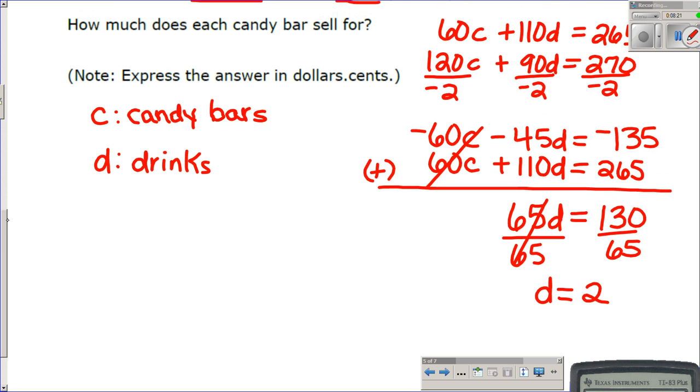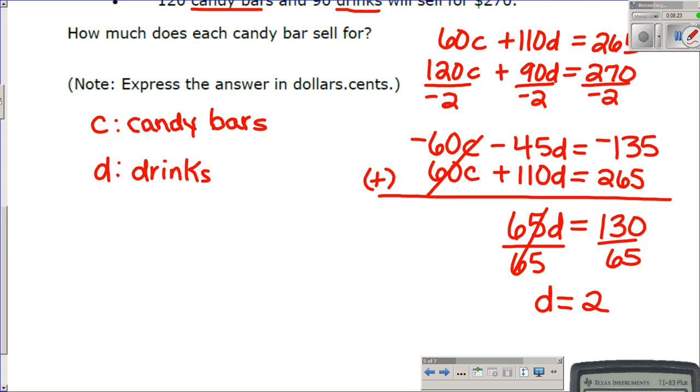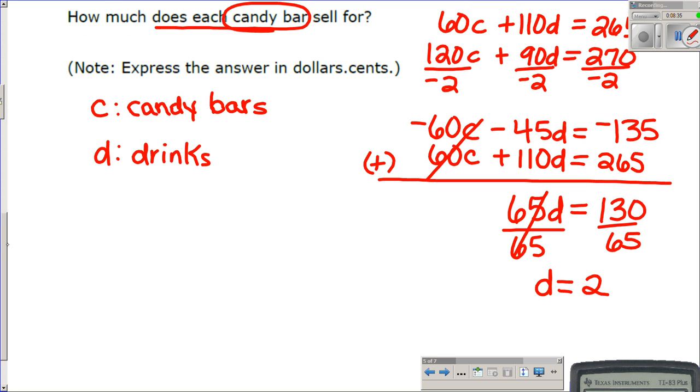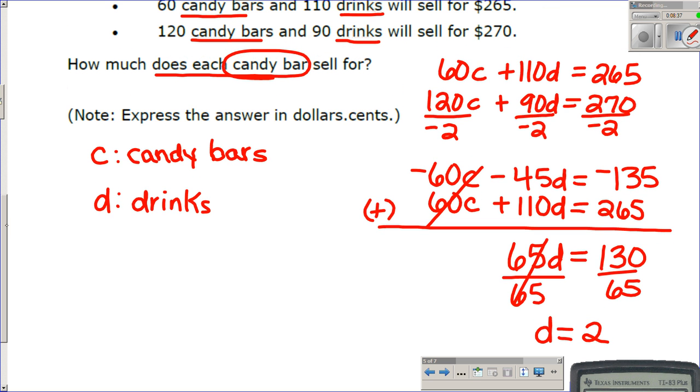Now let's look back at the question. The question does not ask for the cost of the drink. The question says how much does each candy bar sell for? So we need to now substitute 2 in for d into one of the original equations. I'm going to use the top equation. So here where I see my d, I'm going to substitute in my 2.